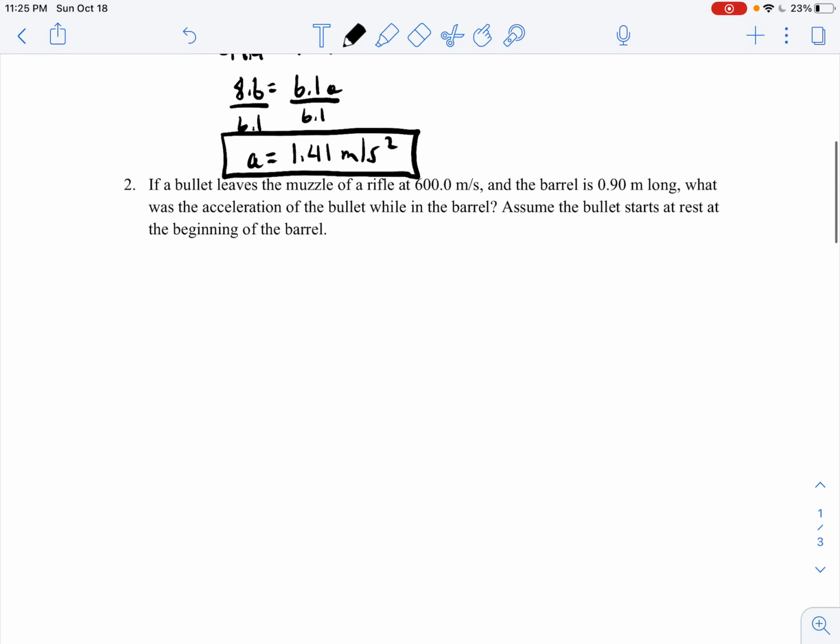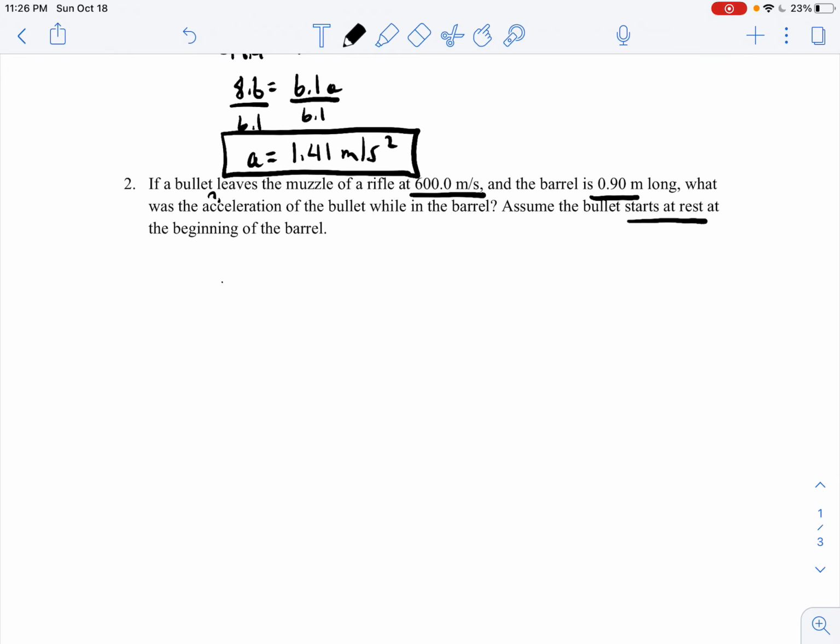Looking ahead to number 2 here, we have a bullet that's going to be moving through our muzzle, and it's going to leave the muzzle of our rifle at a speed of 600 meters per second. And we know that the barrel is going to be 0.9 meters long. Our job here is to figure out what our acceleration is of the bullet while it's moving through the barrel, and we're going to assume that the bullet starts at rest at the beginning of our barrel.